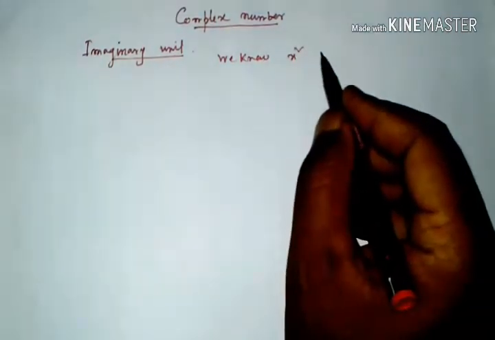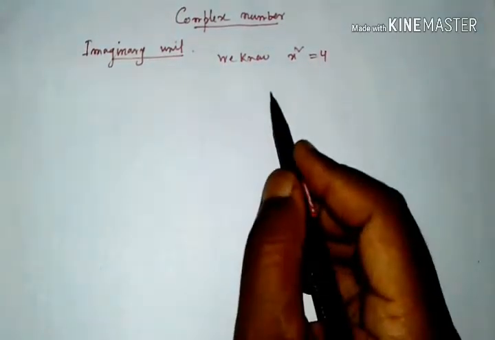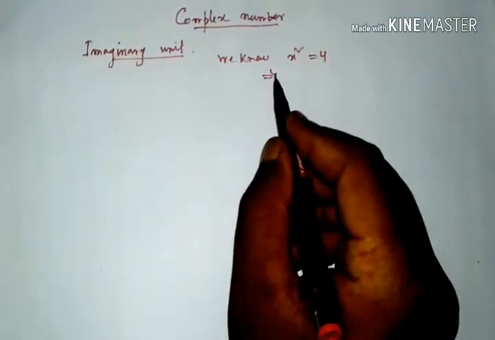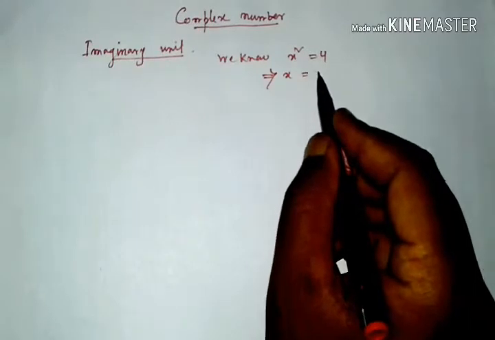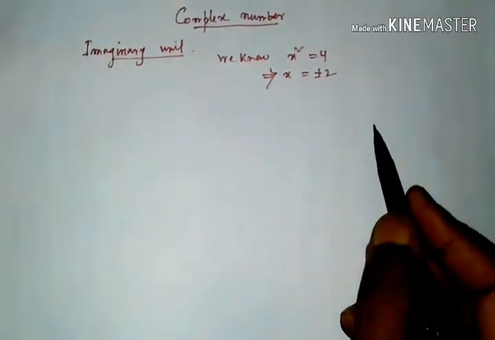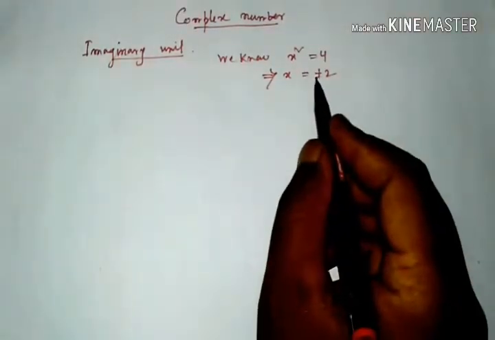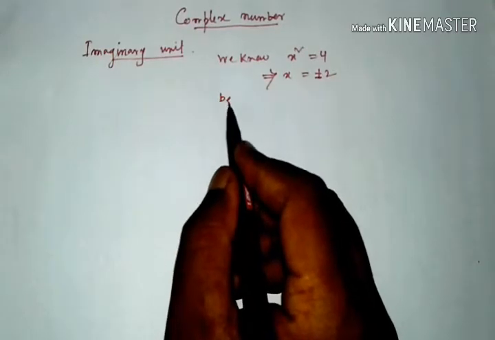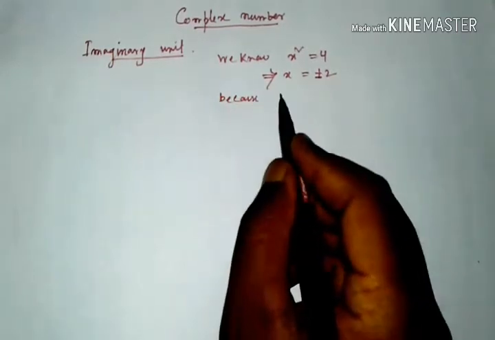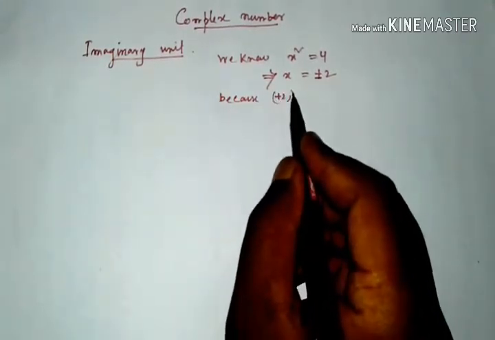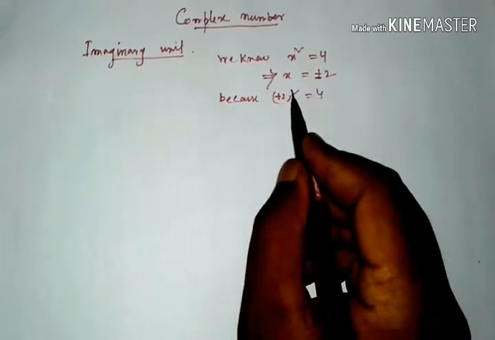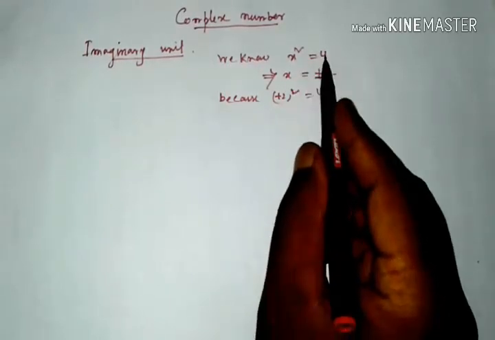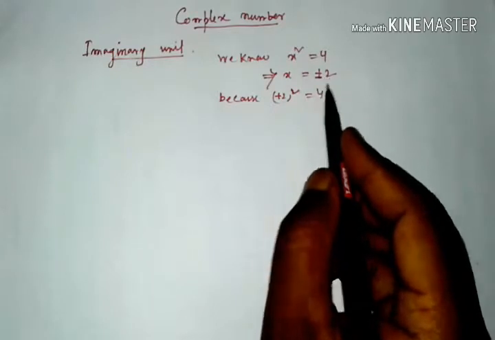x square is equal to 4 implies, if we solve it, x is equal to plus minus 2, because plus 2 square is equal to 4. x square is equal to 4 implies x is equal to plus minus 2.